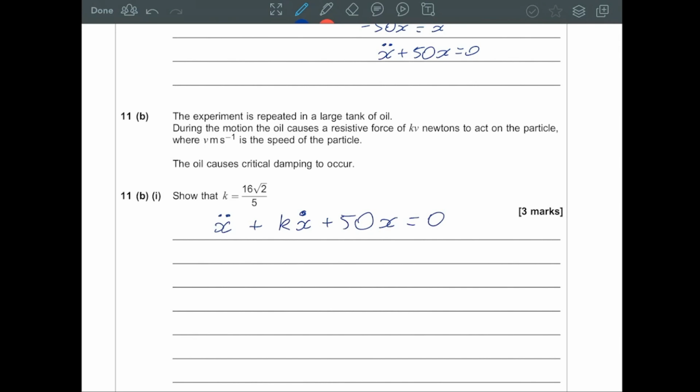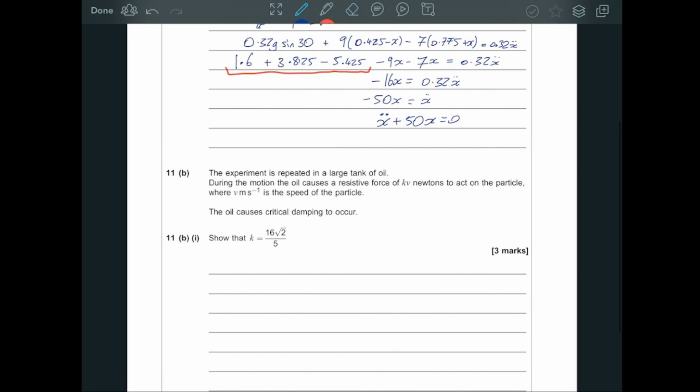Critical damping means we have a repeated root of the auxiliary equation, i.e. the b squared minus 4ac is equal to 0. So that's k squared minus 4 times 50 times 1 minus 200. But no, it doesn't. We need to be a little bit more careful because there's going to be an extra impact on this. So let's go back a little bit further. I was worried because I wasn't getting 16 root 2 over 5 out of that.